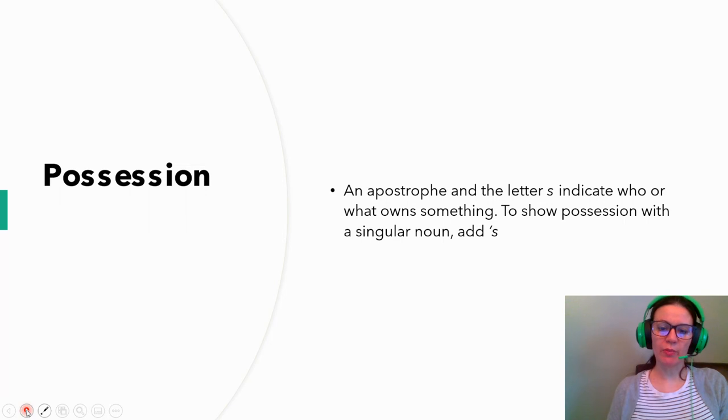In possession, an apostrophe and the letters indicate who or what owns something. To show possession with a singular noun, you add apostrophe S. So a singular noun means one. The cat's tail. One cat has a tail, so it's CAT apostrophe S.